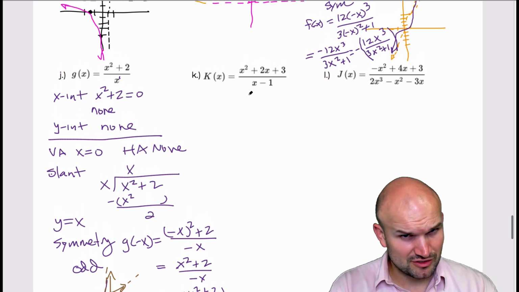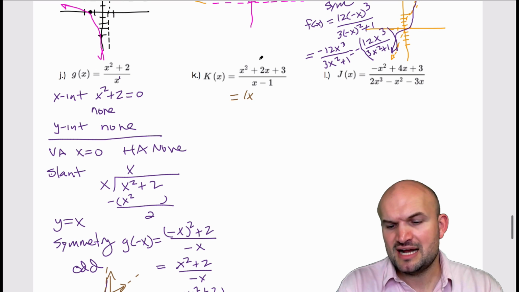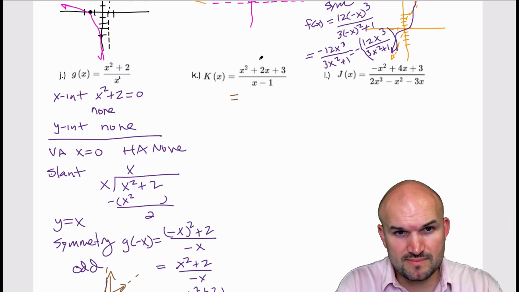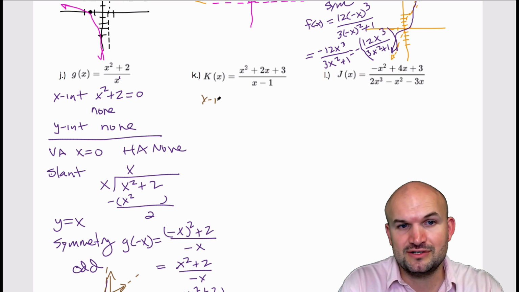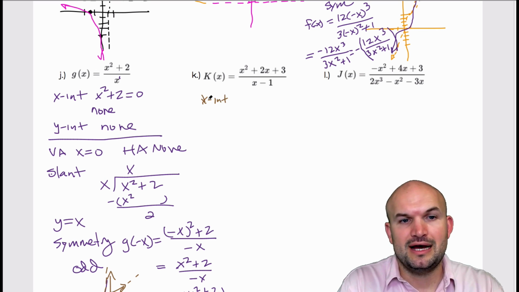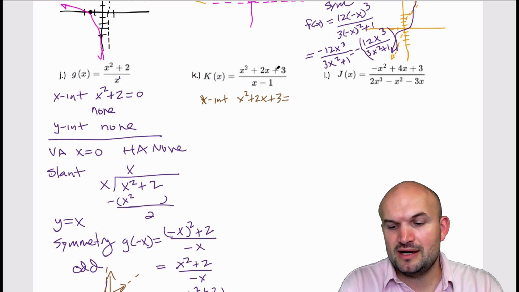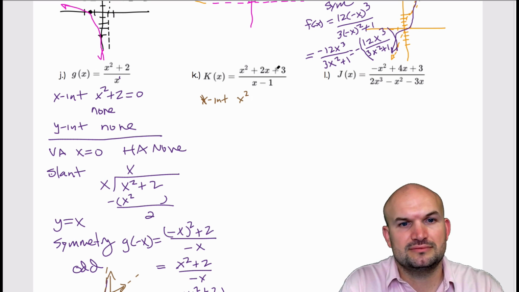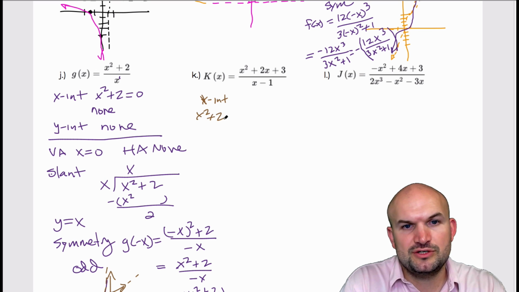Now this one might look factorable, but it's not. If I was to factor this out, I get x. Well, actually, that's non-factorable, so that's not going to work. That's kind of important, though, because when I want to find my x-intercept, I'm setting my numerator equal to 0, right? So x squared plus 2x plus 3 is equal to 0. I'm running out of space. So x squared plus 2x plus 3 equals 0.